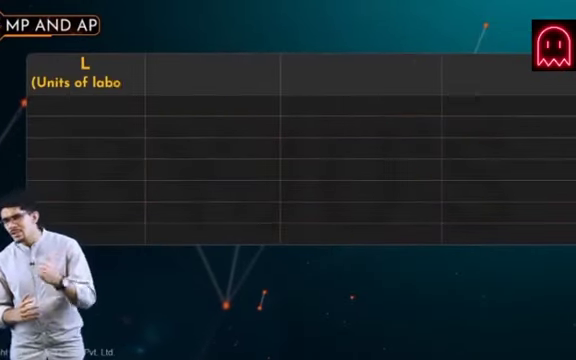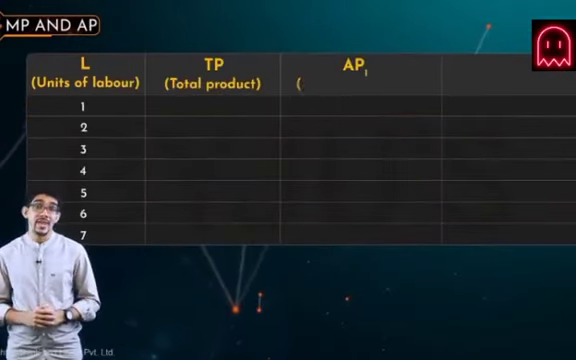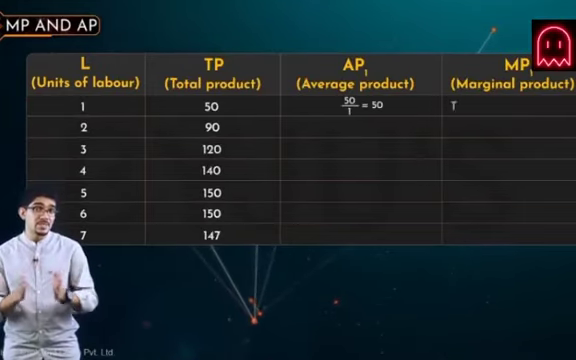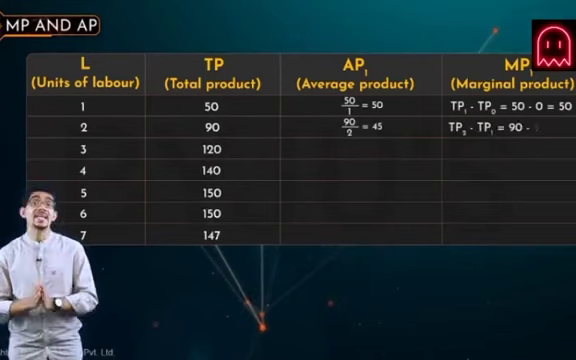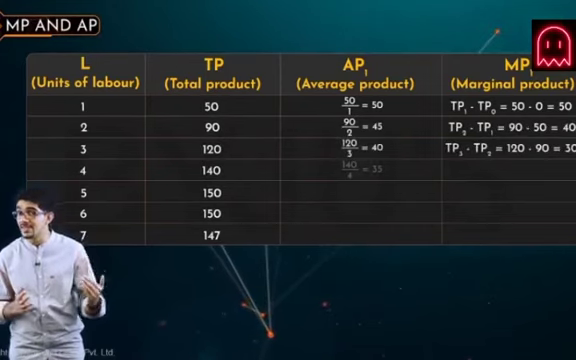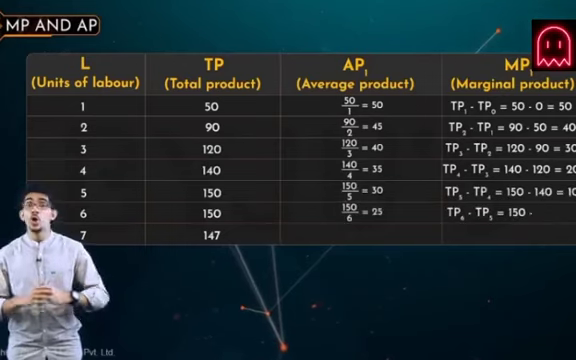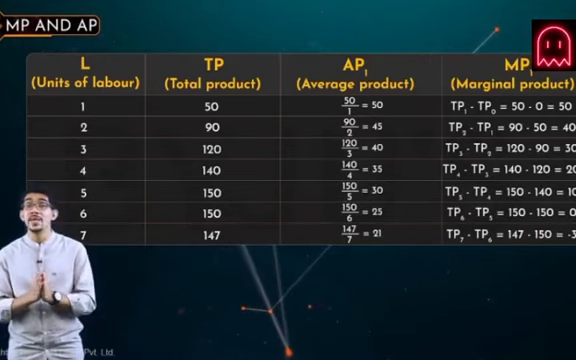Let's make one more table now to illustrate the estimation of AP, MP, and TP. This table is again based on the assumption that L is the variable factor and that some constant amount of a fixed factor like K is also used in the process of production. In this, all the formulas we learned till now can be seen again.